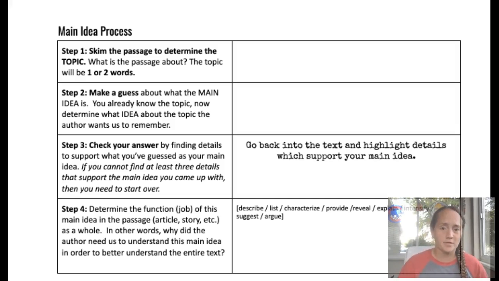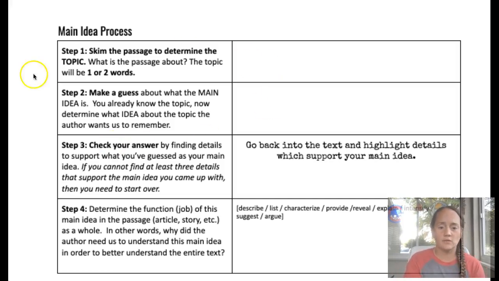And how you do that is you say, all right, I know the topic of my article is, say, pizza. Okay, that's a one word topic. And then I have to ask myself, all right, well, what about pizza is the author trying to convey in this passage? Asking that question should then help you figure out what the main idea is.